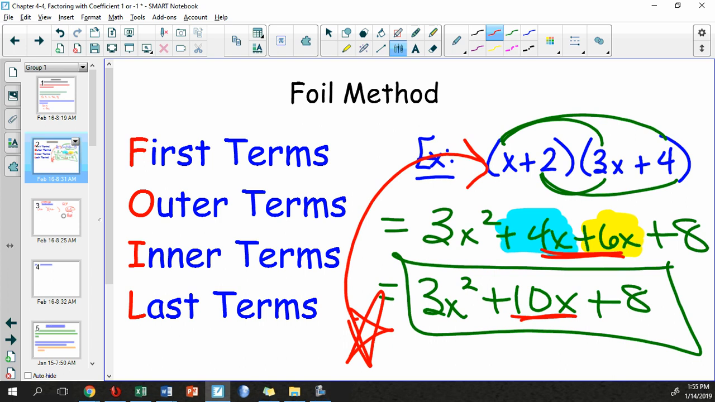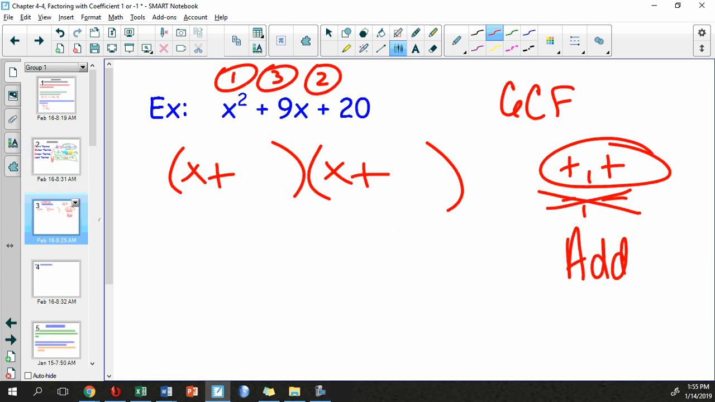We added these two together right here to obtain the 10x, yes? Okay, we're going to do the same concept here because both of my signs are what? The same. You with me? What am I going to add together? Well, you're going to add together the factors of 20. So what are all the factors of 20? 1 and 20, 2 and 10, doesn't go into 3, 4 and 5. Because the 4 and the 5 are touching, I know that I'm done and I found all the factors.